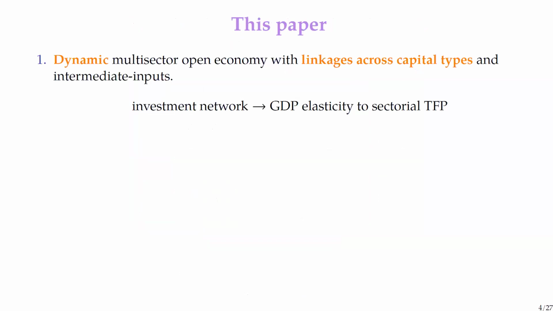Now that I told you what the investment network is, let me tell you about this paper. What we first do is build a dynamic small open economy multi-sector model where there are linkages across capital types. There are also intermediate input linkages. This will be the core theory that disciplines the relationship between the investment network and the aggregate output elasticities to sectoral TFP and to terms of trade in an open economy setup. But for today's talk, I will focus on the closed economy setup.